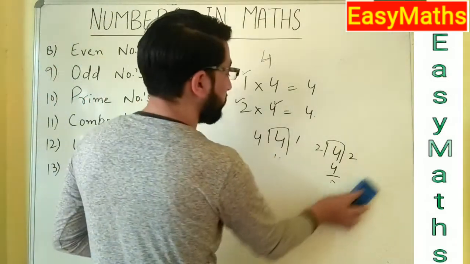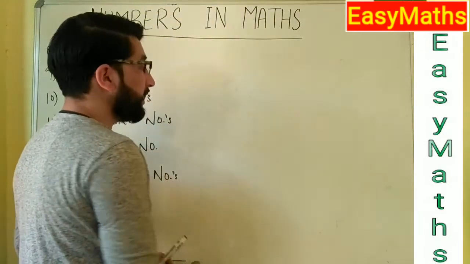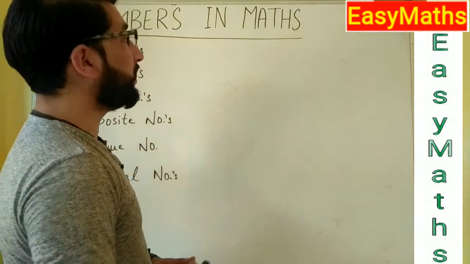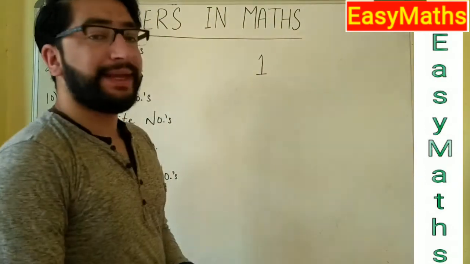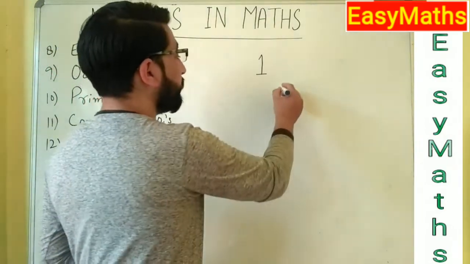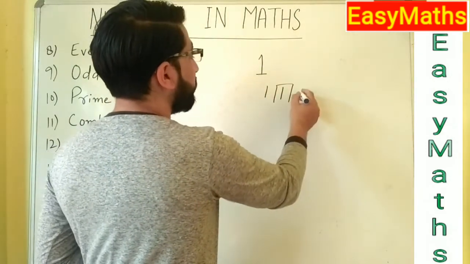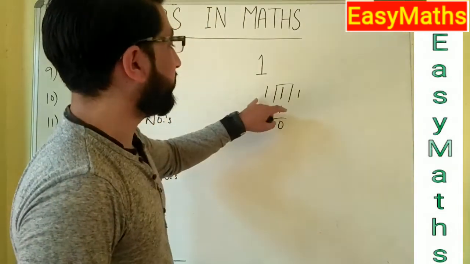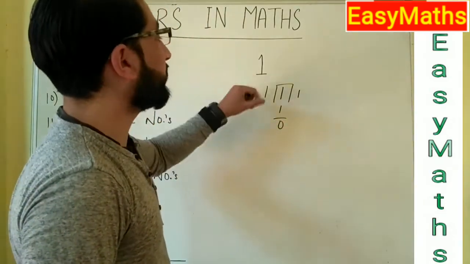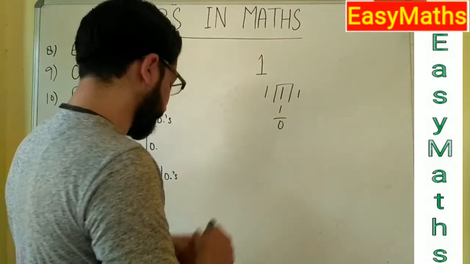After composite numbers, there is another number that is said to be a unique number. What is a unique number now? That number which has only one factor is said to be a unique number. Here we have 1, that is a unique number, because when we divide 1 by 1, we obtain 0 as remainder, and there is no other factor of 1. So that means 1 is a unique number.